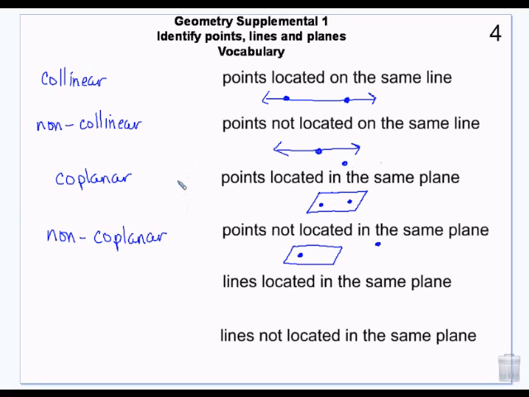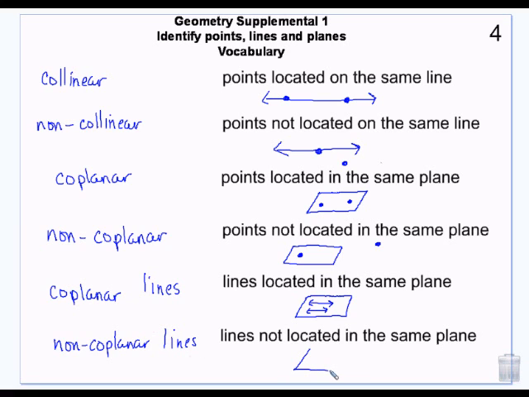Okay. Oh, wait, sorry, those were coplanar points. And then we have coplanar lines. Okay, so we have a plane, and we have two lines that are in the same plane. Those are coplanar. And then we have non-coplanar lines. So if I have a plane here and I have this line that's right in this plane, and then I have some line over here that's not, those are non-coplanar.